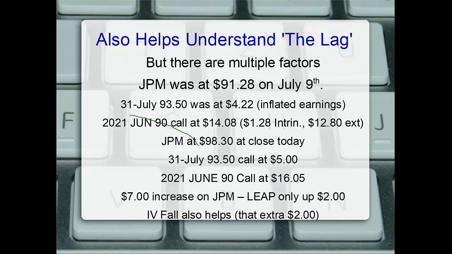The June 90 calls at 16.05. That was a closing price, I believe, at 4.12 is what I saw. Okay, so we saw a $7 increase on JP Morgan from 91.28 to 98.30 over the last 18 days. My apologies, 18 days. But the leap is only up $2 from the purchase price of 14.08.